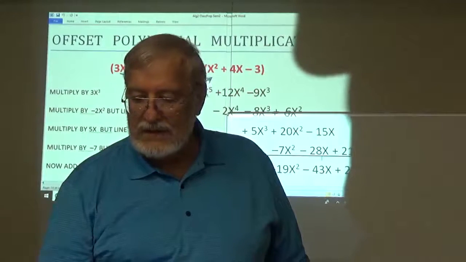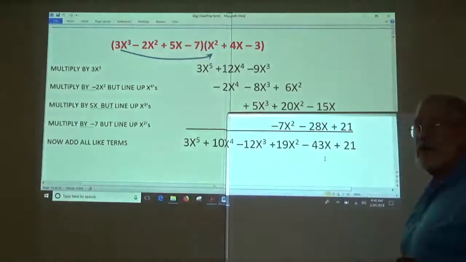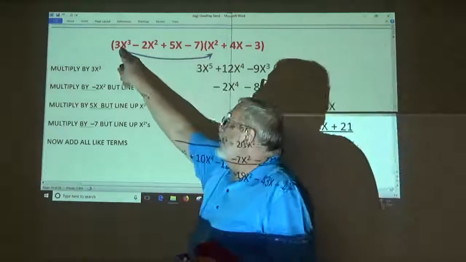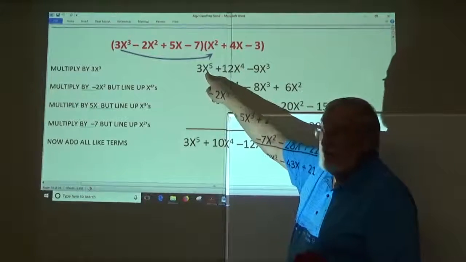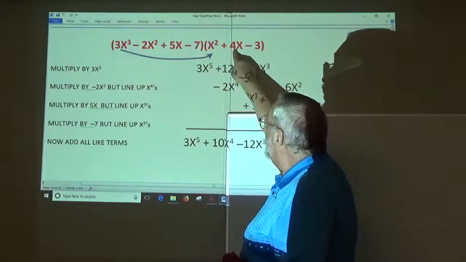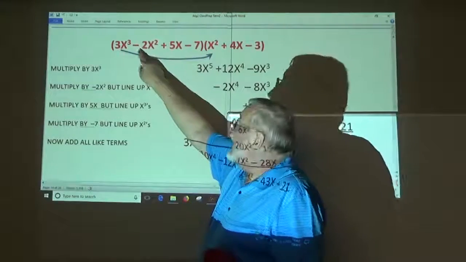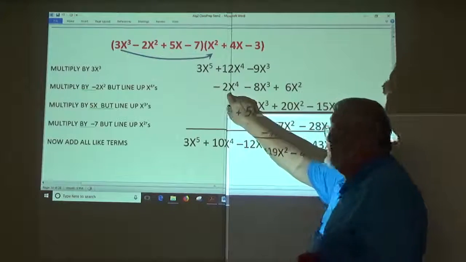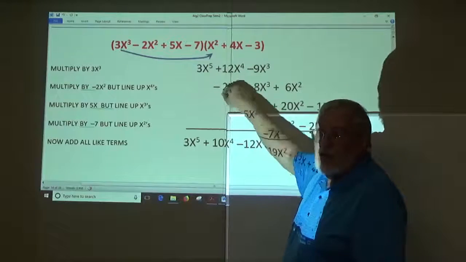Okay. Now I did this last week with my group, and I call this offset multiplication. Whenever you have 2 polynomials that you're multiplying together, when you multiply 3x cubed times x squared, you get 3x^5. Right? And when I multiply 3x cubed times 4x, I end up with 12x^4. All right, that will go down. But when I go to the second one, negative 2x squared times x squared is negative 2x to the 4th. I don't put it down here, I move it over 1 so that the x^4s are lined up.